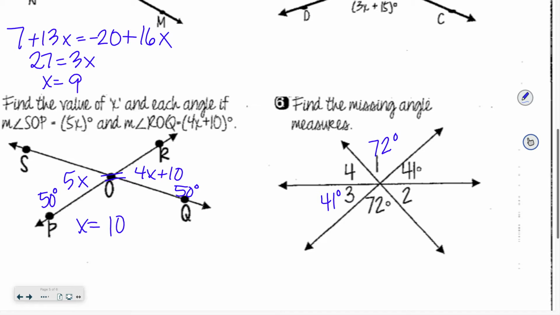Now, angle 2 and angle 4, we've got to use a little bit more of the things that we already know to figure out. So, what do I know about this straight line? He equals 180 degrees. So all that together has to equal 180. So, what am I going to do? Add 72 and 41 and then subtract from 180, which gives me 67, right? And then they're vertical, so they're both 67.